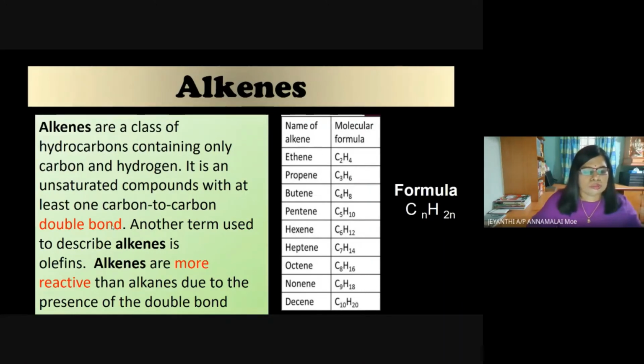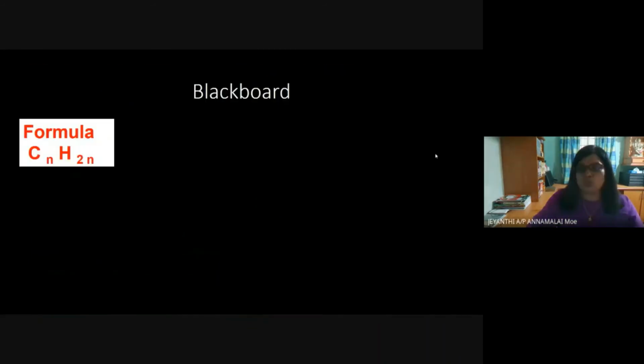At least they have one. Sometimes they will have two, then sometimes they have three. Another term used to describe alkene is olefins. That's okay, but you only need to remember alkenes. Alkenes are more reactive than alkane. So this is an example of alkane. You see, ethane becomes ethene. Propane becomes propene. Butane becomes butene. Just now A and E, now E and E. And this is the formula, slightly different. No +2 here. We go to our blackboard.